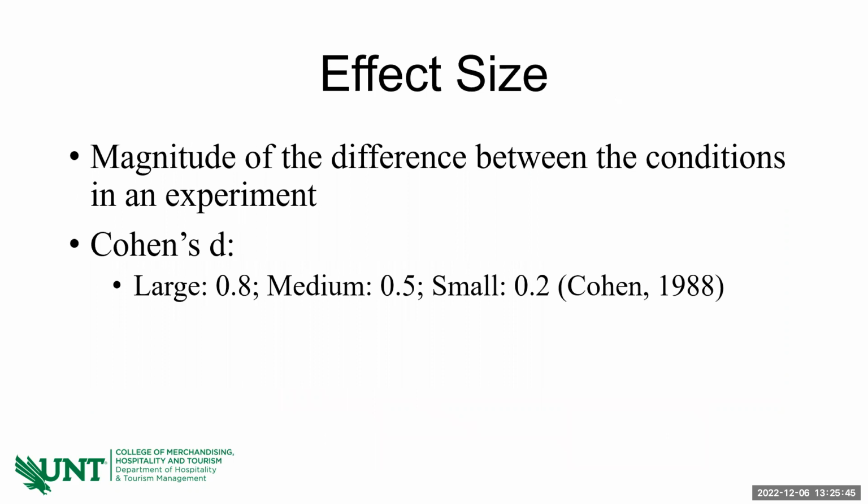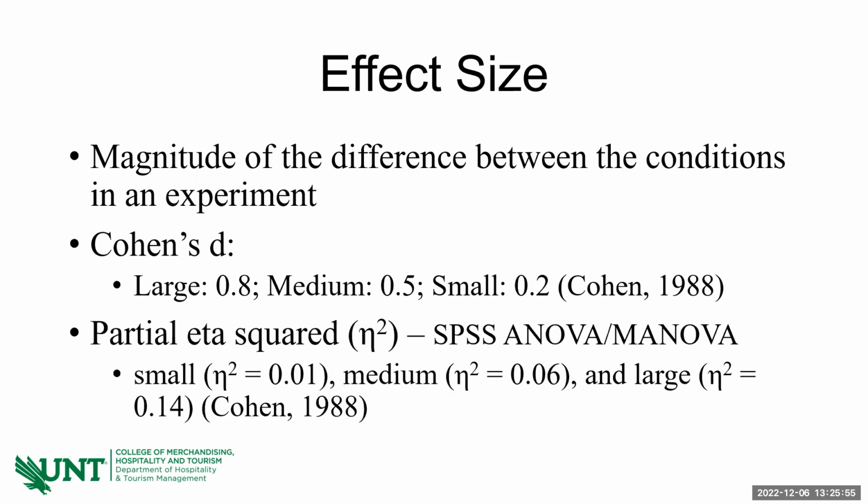Sometimes reviewers will ask you to report the effect size. For a t-test, you usually report Cohen's d, and for ANOVA, you would report partial eta-squared, and both of them have cutoff values according to Cohen 1988.